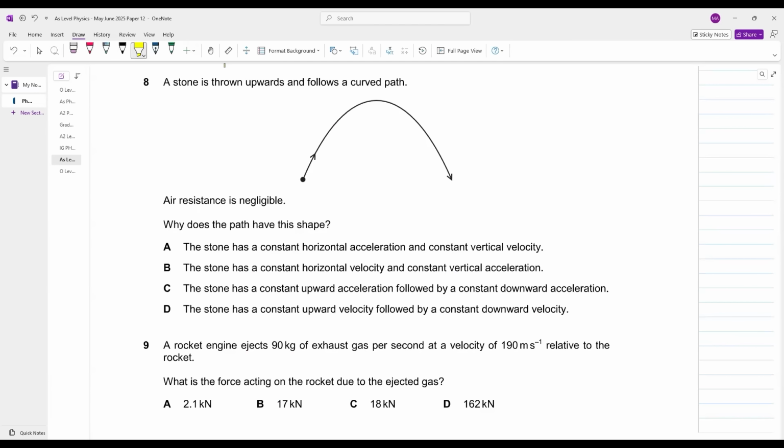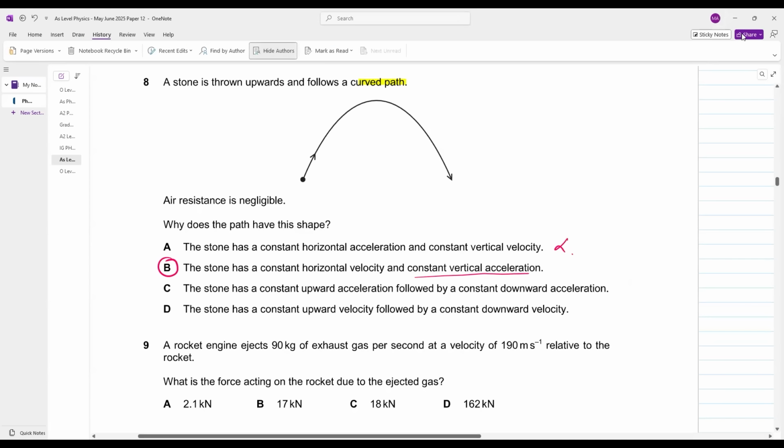A stone is thrown and follows a curved path. This is a basic projectile motion. Air resistance is negligible. How does the path have this shape? We will say the stone has a constant horizontal acceleration? No, the stone has a constant horizontal velocity and a constant vertical acceleration. B is your answer. Son, what must you always remember? In projectile motion you have a constant horizontal velocity and constant vertical acceleration. B is your answer. Simple.